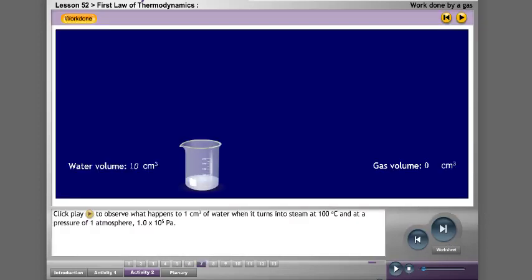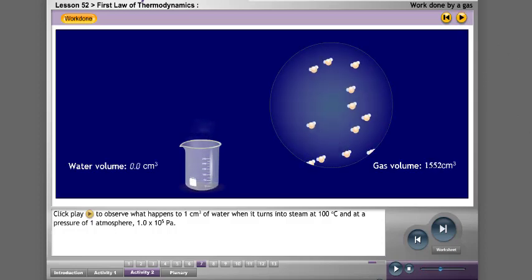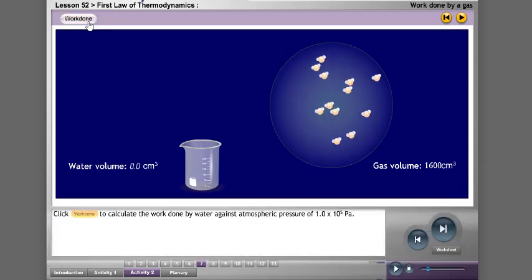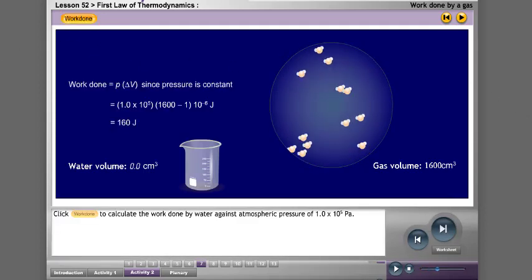Click the play button to observe what happens to 1 centimeter cube of water when it turns into steam at 100 degrees Celsius and at a pressure of 1 atmosphere, that is 1.0 times 10 to the power 5 pascals. Click Work Done to calculate the work done by water against atmospheric pressure of 1.0 times 10 to the power of 5 pascals.